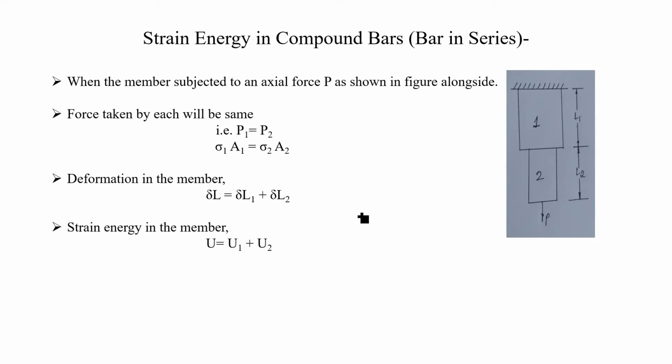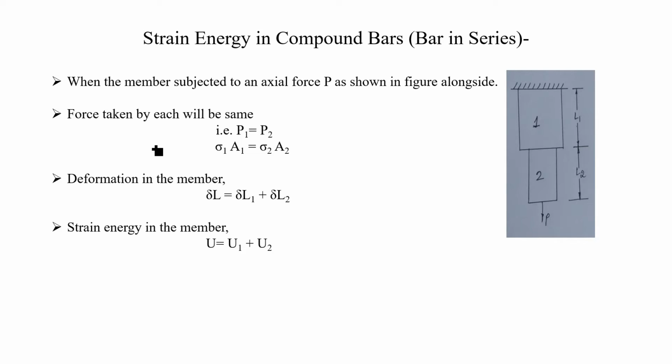In this session, we are going to discuss strain energy in compound bars, which means the bars will be held in series, as you can see in the figure here. The two bars are fixed at one end and at the other end there is a load P which is applied. Bar 1 has a length of L1 and the second bar has a length of L2.